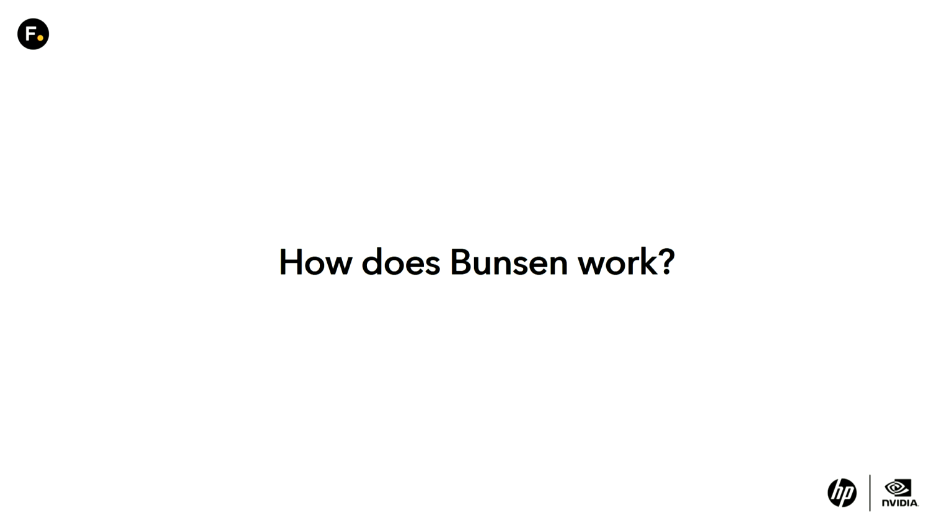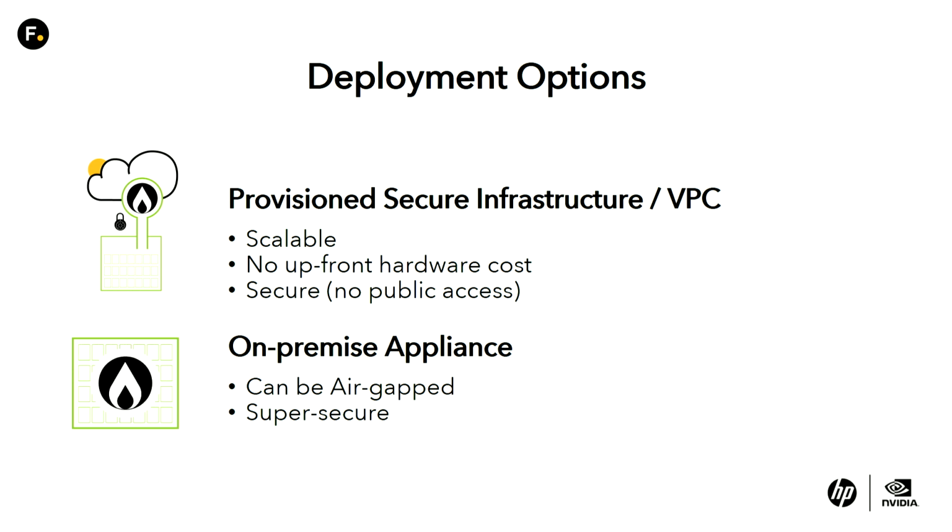So how does Bunsen work? This is not something that's installed on a workstation. We have two deployment options, you could say. Basically, what's called a provisioned secure infrastructure, so the ability for you to scale. There are no hardware costs for you to take on yourself. It is secure, there's no public access. But then there are other people and sometimes projects that say, no, we need an actual air-gapped solution. So there is an appliance that you can get as well, so both solutions or one or the other.